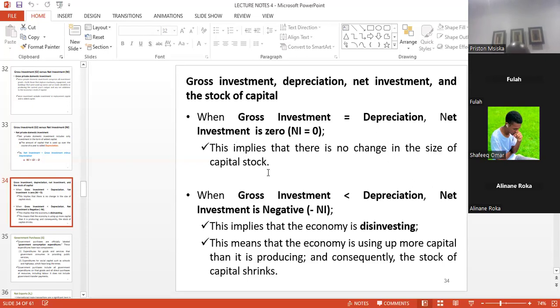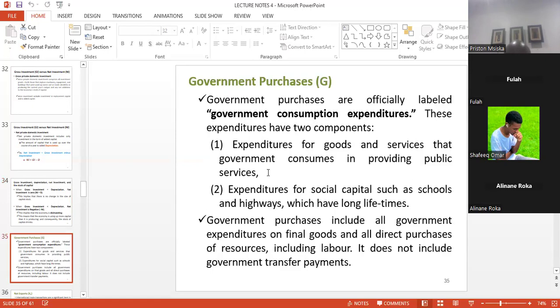Yeah, so let's move on from this investment. Then government purchase. These are also what it's just explaining, what we mean by government expenditures. So basically, expenditures on goods and services. They can also be expenditure on social activities as well. So it's not just expenditure on buying maize or buying drugs or whatever.